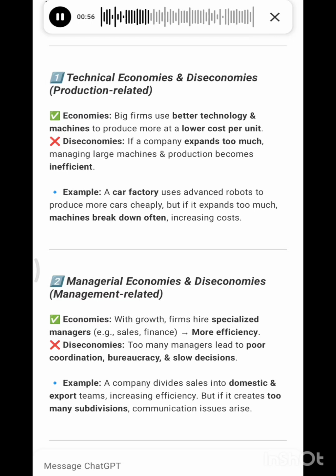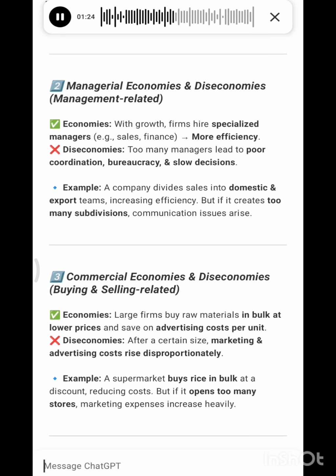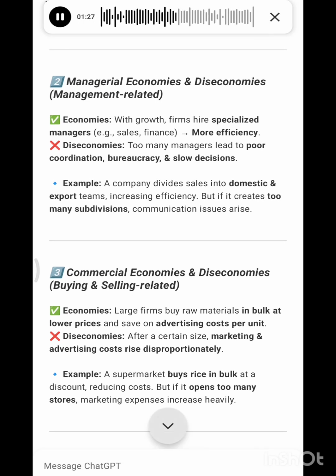2. Managerial economies and diseconomies, management-related. Economies: with growth, firms hire specialized managers, e.g. sales and finance, for more efficiency. Diseconomies: too many managers lead to poor coordination, bureaucracy, and slow decisions. Example: a company divides sales into domestic and export teams, increasing efficiency, but if it creates too many subdivisions, communication issues arise.